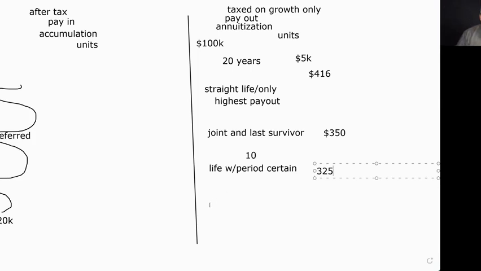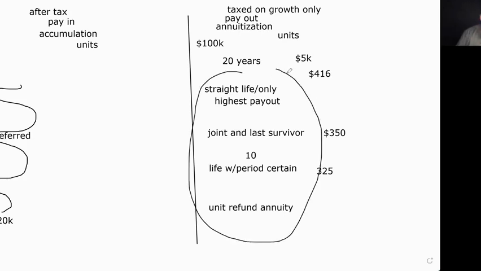Now, the fourth one, I've never really seen a lot of questions on. They have a unit refund annuity. That means if you die before you've been paid out the whole 100 grand, they send the rest to your beneficiaries. That one, I have no idea how they make their money on that, but whatever. So those are the four choices of payout. So you can choose it. There are other ones, you can tweak them, whatever it is, but that's your choice.